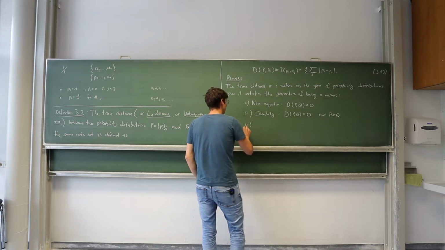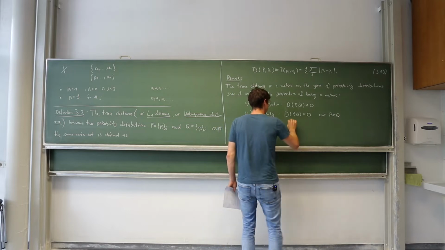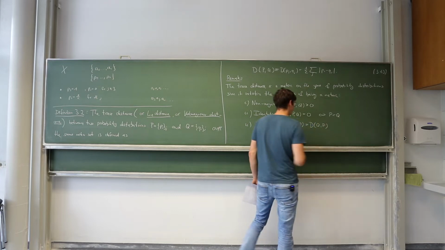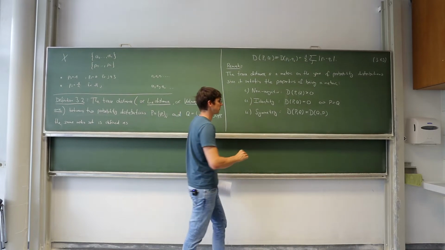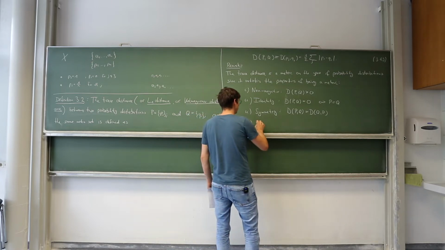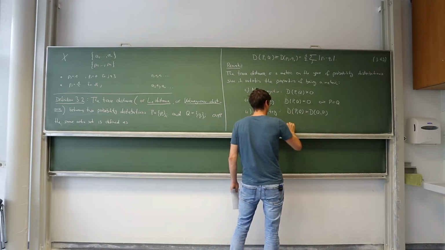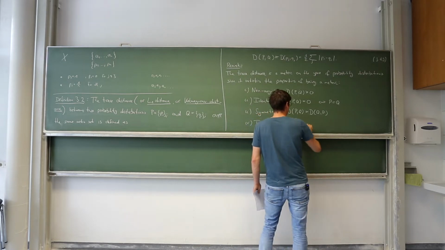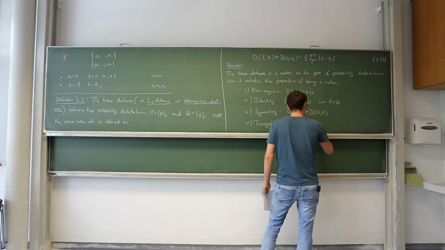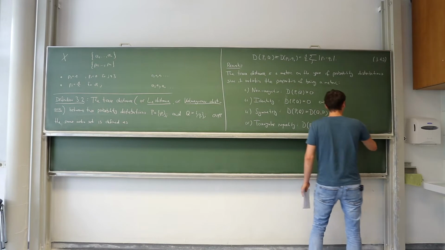Identity. And the third is the symmetry, which says that the distance between P and Q is the distance between Q and P for all probability distributions Q and P. And then the fourth property for being a metric is the so-called triangular inequality, meaning that the distance between P and, say, R is smaller or equal to the distance between P and Q plus the distance between Q and R.